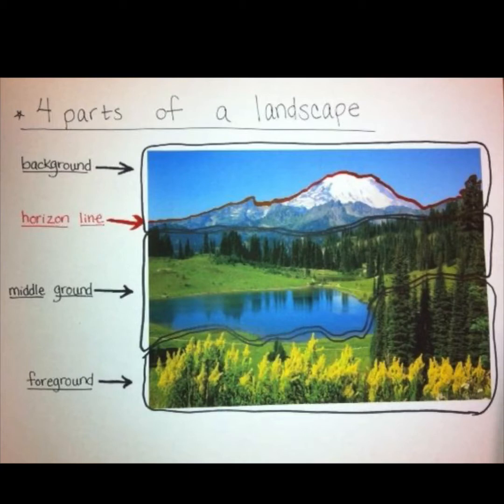And then your last part will be your background, and that's usually your sky. But in this picture, they included the mountain in the background because the mountain is so far away that it's actually just like a background. So you have your foreground in the front, your middle ground in the middle, and your background at the top, which is also the furthest thing away.